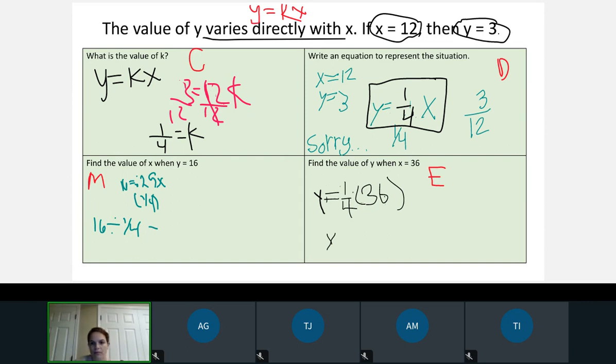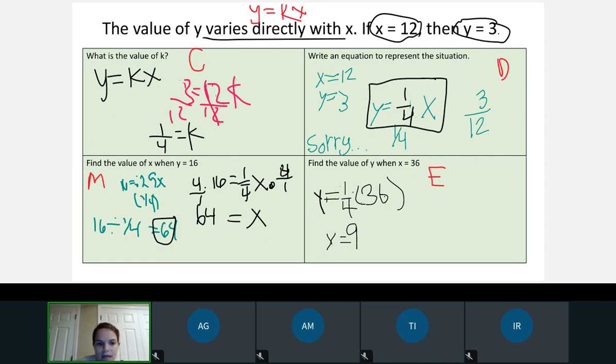So now Meg plugged in 16 for y. So she did 16 equals 1/4 x. And then do you remember? We multiply by the reciprocal, right? So we're going to multiply by 4/1. Yeah, there you go. So then our x value would be exactly, you got it right there, 64. Good.